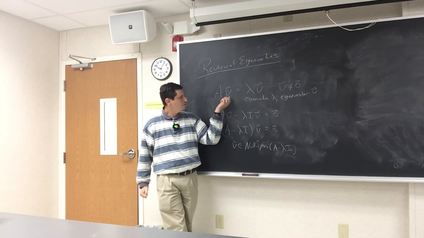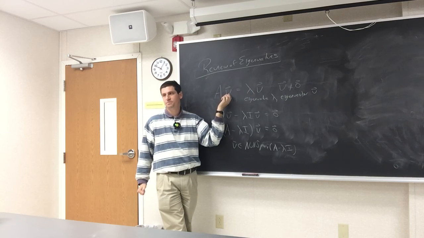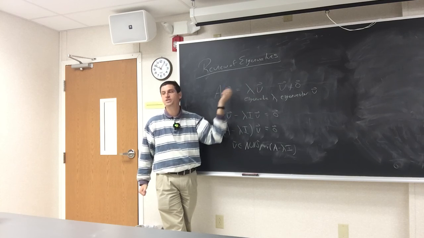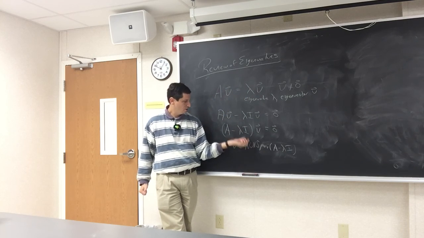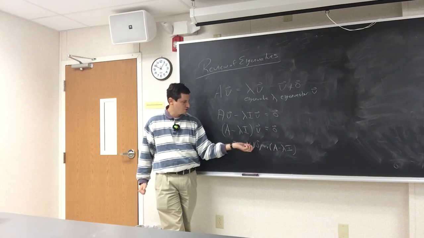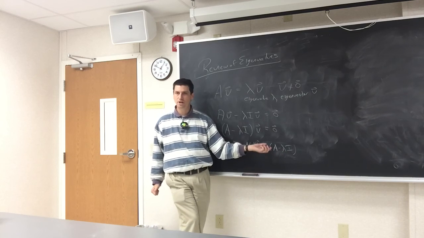So because I'm having AV equals lambda V, A must be a square matrix because the vectors on the two sides have to have the same dimensions. So A is a square matrix. I can write down the identity. All this is justified. How do you tell if the null space is non-empty?